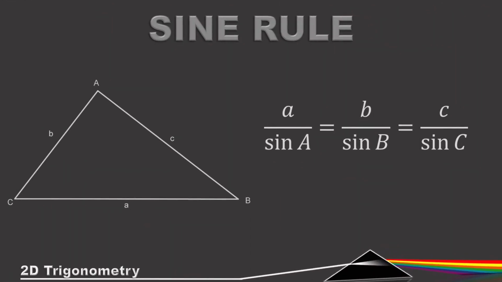Now the sine rule is as follows. It says that if you have a triangle with sides A, B, and C, then side A over the sine of the angle A will be equal to side B over the sine of angle B, and then equal to side C over sine of angle C. Let's see how to apply this.